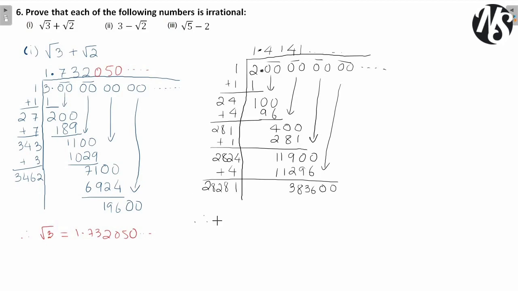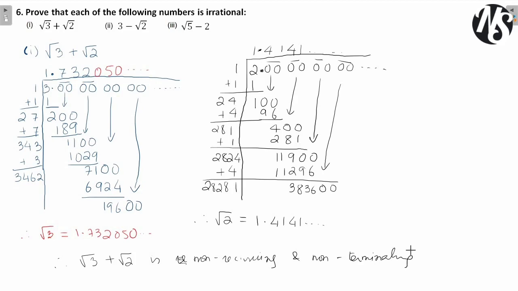So therefore we see that root 2 is 1.4141, and it continues. So this is also irrational, and this is also irrational, right? So therefore we clearly say that root 3 plus root 2 is non-recurring and non-terminating, right? So therefore root 3 plus root 2 is irrational.